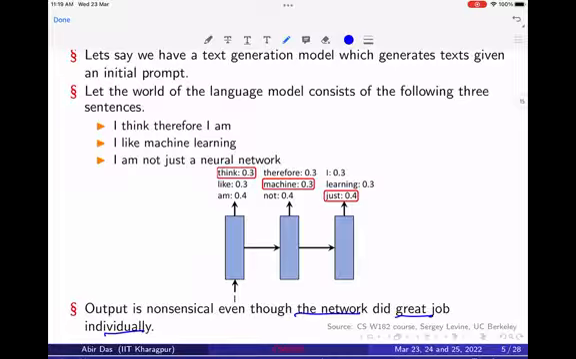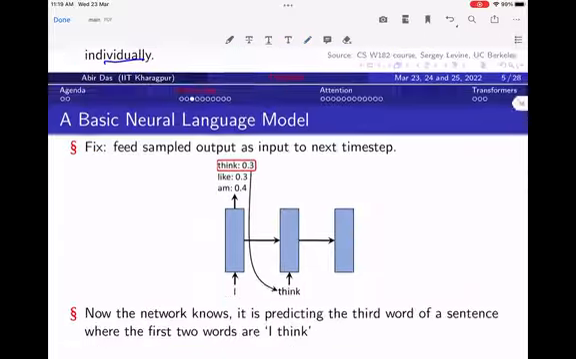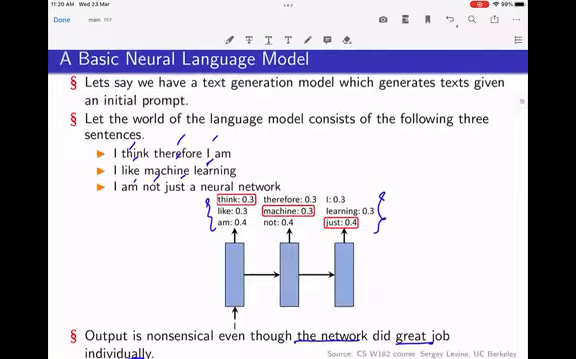So individually, at every time step, it is following what it has been taught. Think, like, and am have equal probability as a second word, so it has just emitted that, and you happen to sample think. Similarly for therefore, machine, not, and I, learning, just, and so on. So it has learned this fact, but in combination it's not doing a great job, and that's why structured prediction will come into the picture.